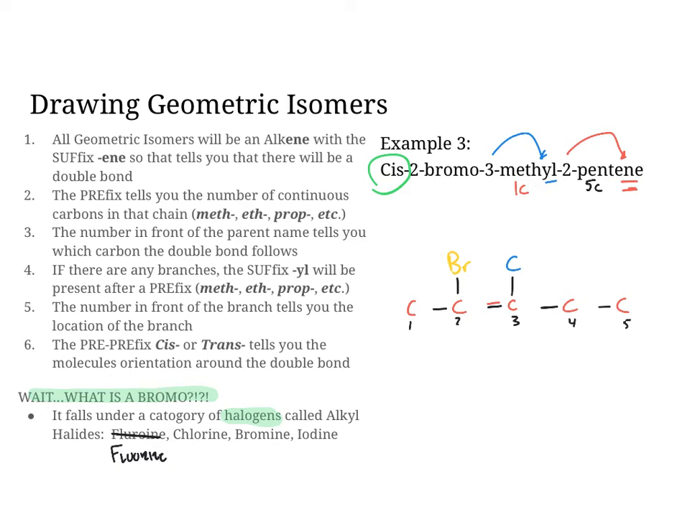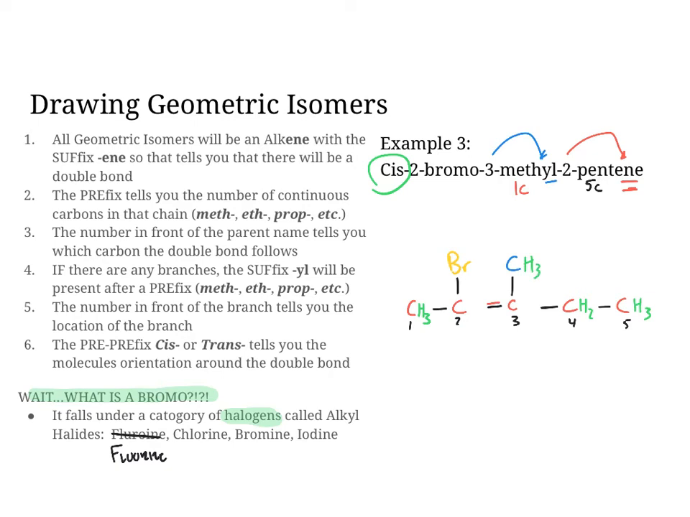So now all I have to do is go back and add hydrogens. The first carbon has bonded once, so it needs 3 hydrogens. The second carbon has 1, 2, 3, 4 bonds. It doesn't need anything. The third carbon has 1, 2, 3, 4 bonds. It doesn't need anything. The fourth carbon has 2 bonds, so it needs 2 hydrogens. And the fifth carbon has 1 bond, so it needs 3 hydrogens. Bromine doesn't need anything. It just is drawn as it is. And the methyl carbon technically needs to have 3 hydrogens.